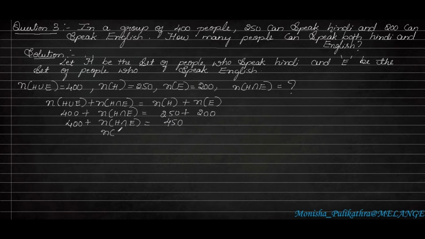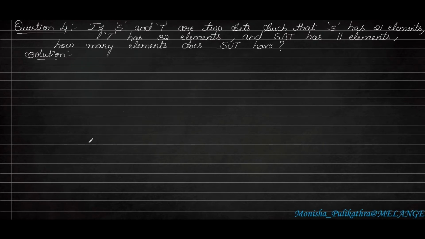In the next step, N of H intersection E is equal to, I will be shifting 400 to the right hand side, so 450 minus 400. So N of H intersection E is equal to 50. So the number of people who can speak both English and Hindi is 50. I hope you understood this. Let us move on to the fourth question.